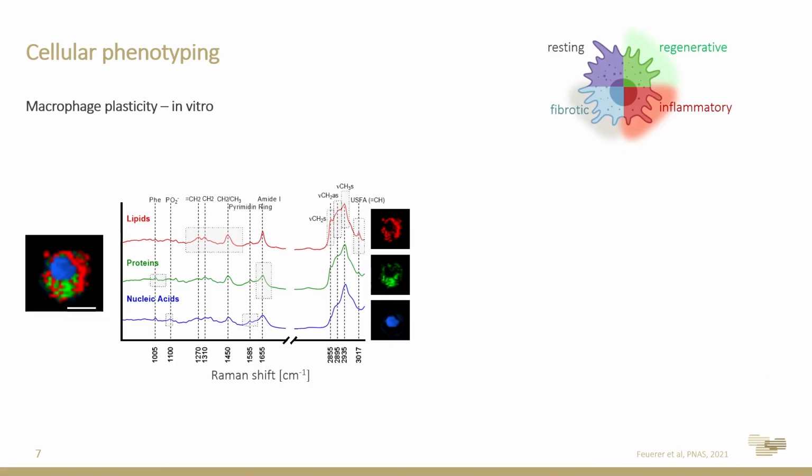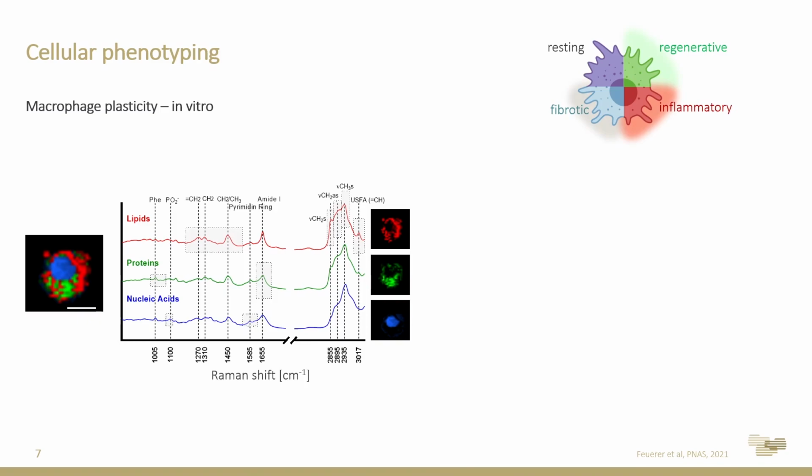This does not only work in tissues, we can also monitor at the subcellular level. So for example, here we wanted to do phenotyping of the polarization or the activation of macrophages. At that stage, just single cells in vitro culture, and this is such an image of a single cell. We can break down the major subcellular structures. An example here, lipids, proteins, nucleic acids, as they do provide slightly different spectral signatures.